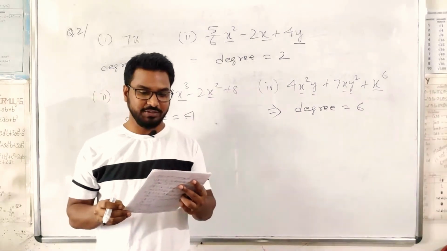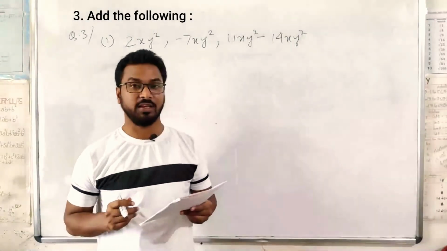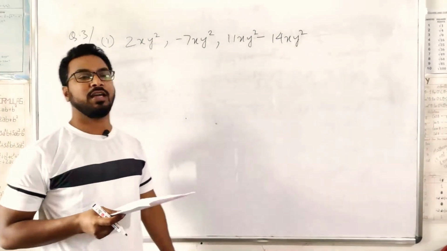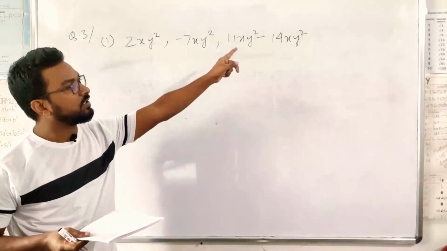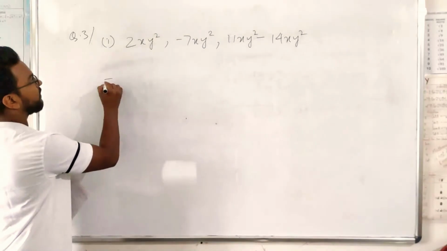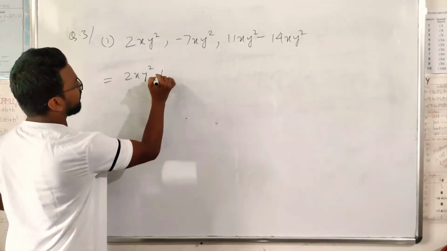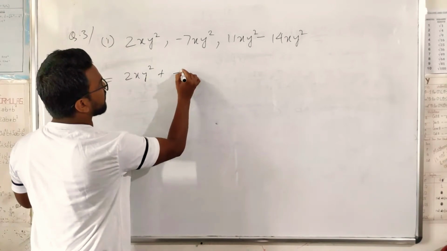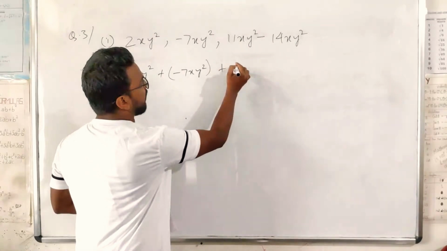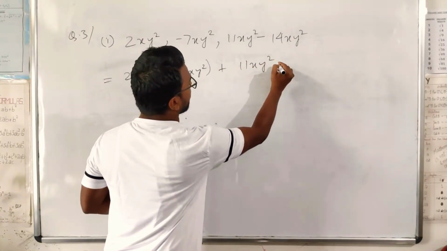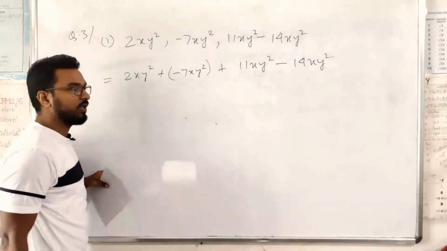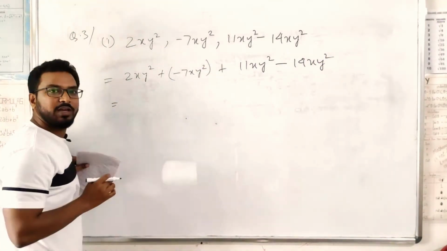We'll proceed to the next question. Our next question is: add the following. Here how many terms are given? 1, 2 and this expression. You have to add all these terms. How will we do it? We'll just add them. You can write it like this: 2xy square plus, what is the next term? Minus 7xy square. Since there is minus and you put it in brackets, plus 11xy square minus 14xy square. Now this plus minus will become minus.